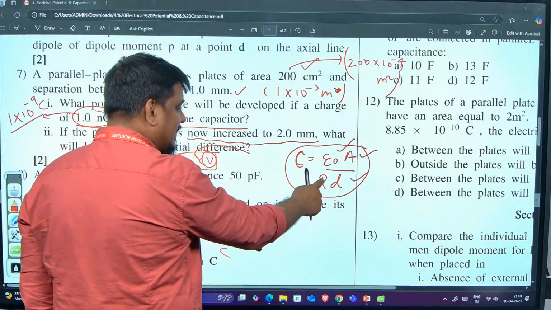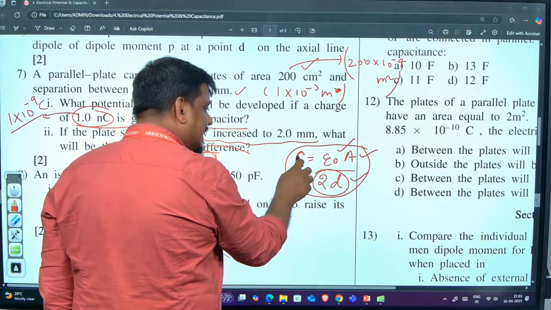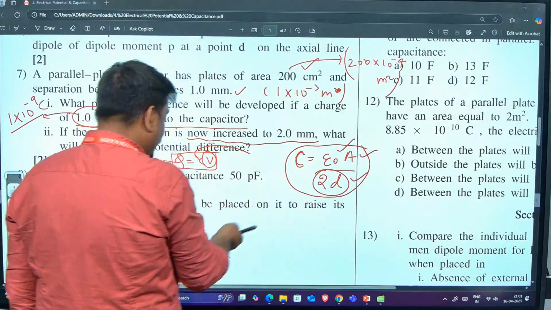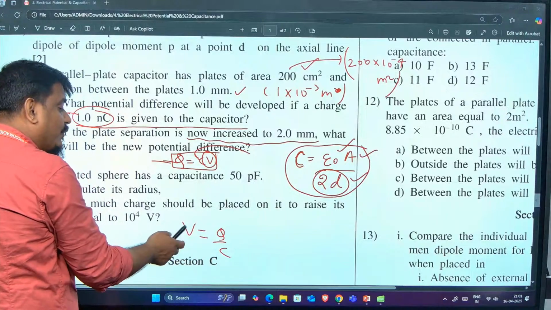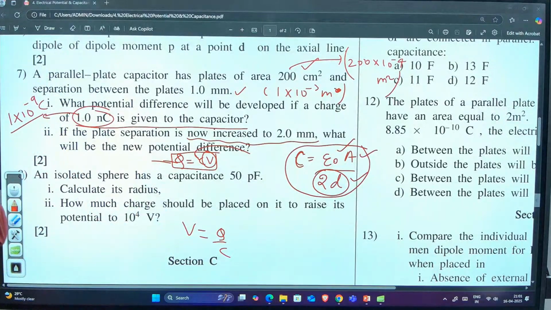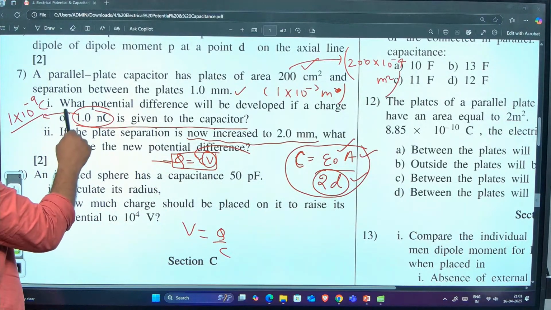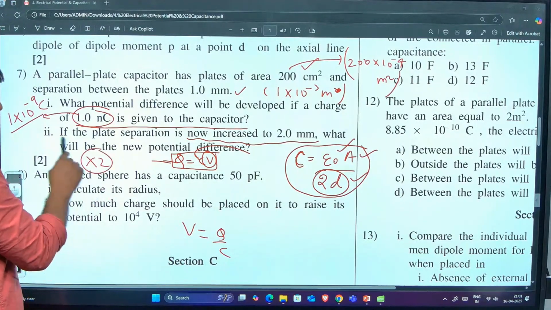Yes. If D is increased by 2 times, C is going to reduce by 2 times. If C is going to reduce by 2 times, V is going to increase by 2 times. Whatever answer you get here, multiply by 2, you will get the answer for this question.